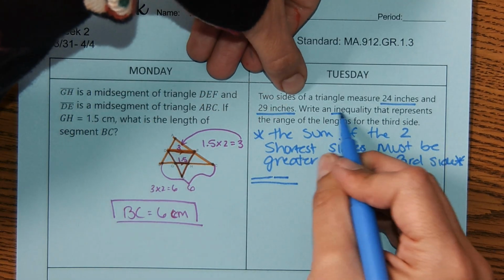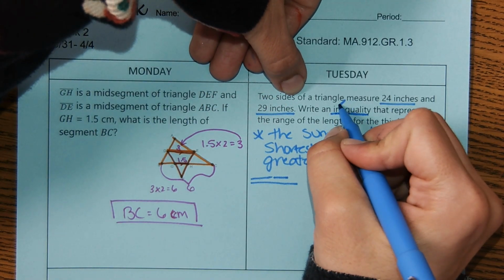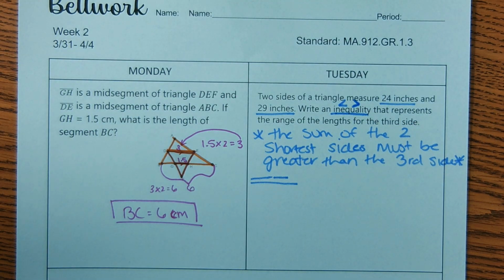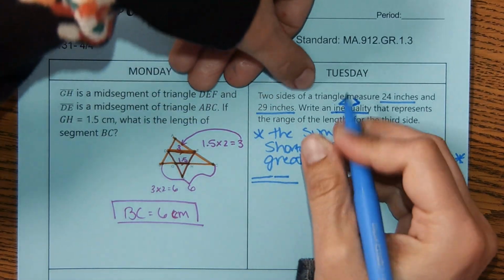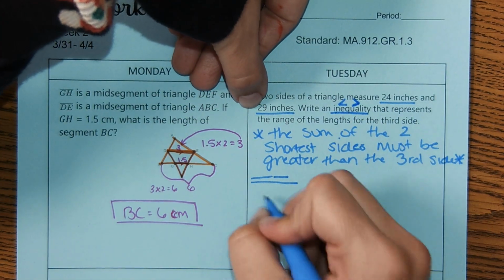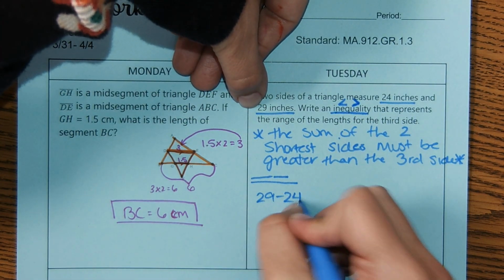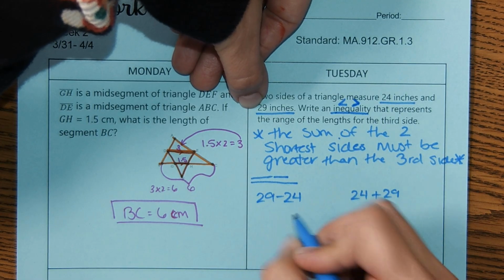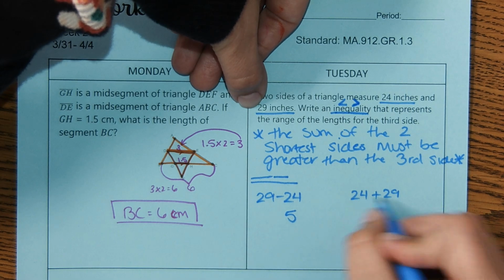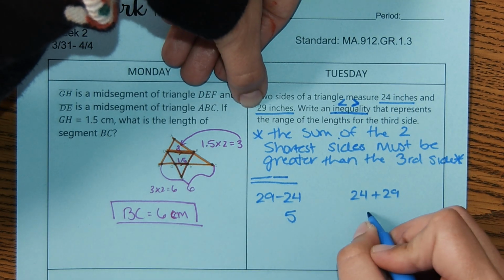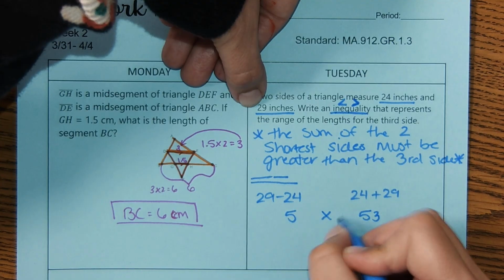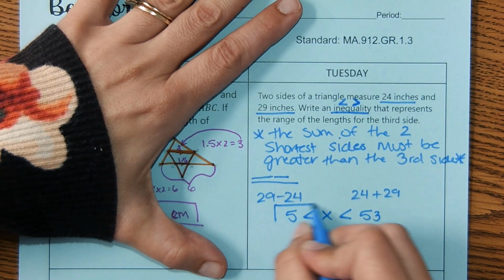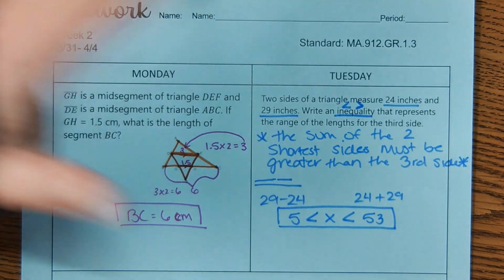Also, this says write an inequality. An inequality is a thing with a greater than or less than symbol, so that's what we're going to be writing. The way we figure this out is we take these two lengths and we subtract them, and then we also add them. So 29 minus 24 would be 5. 24 plus 29 is 53. So the third side has to be less than 53 and greater than 5. So this would be the inequality they want as the answer.